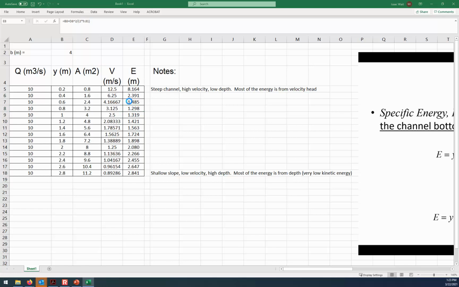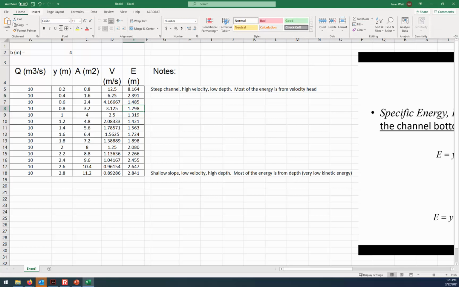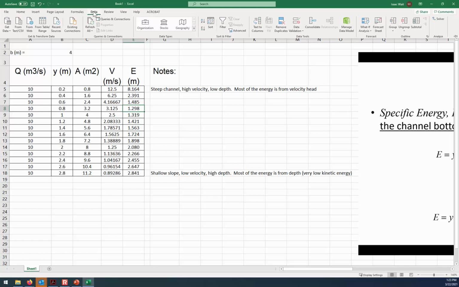And I can't use goal seek, because goal seek really only works if you know what you're looking for. And I don't know what the lowest specific energy is. So let's try and see if I can use Solver. It's on the Data tab. There it is, over here. Now I see Solver. So what-if analysis goal seek wouldn't work.